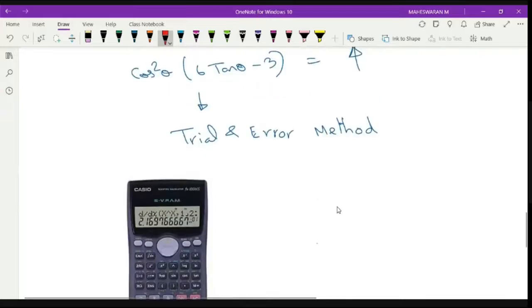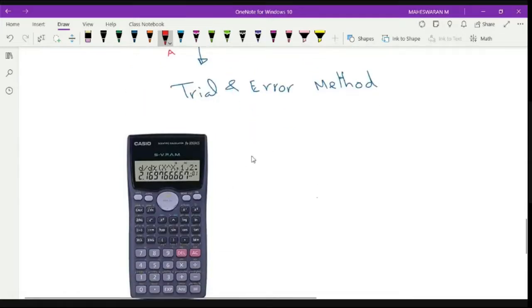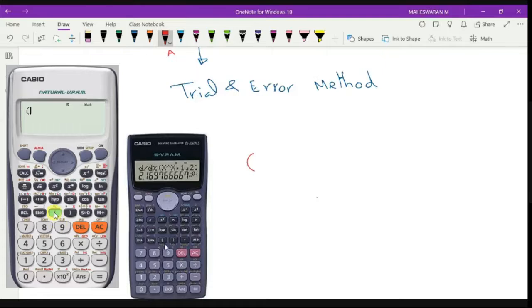So your only variable here is theta, right? Theta I will call as a. First, open the bracket, then enter cos, then press the alpha button, this button, then a, which is the minus one button.